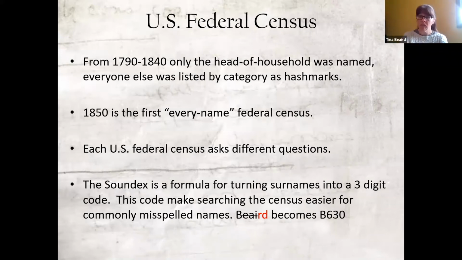So you don't get names, so I don't know who the children are. I don't necessarily know who the people are that are living in the household, whether they're hired hands, whether they're in-laws. I don't have any of that information. All I have are categories of people based on those hash marks.